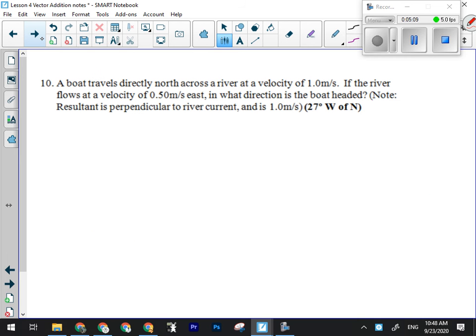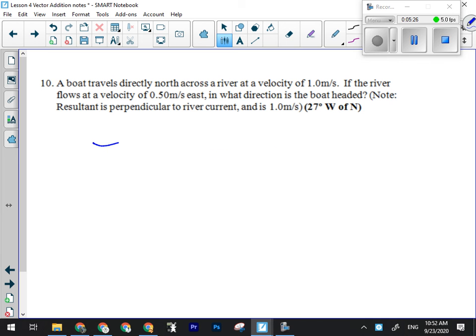Okay, so a boat is traveling directly north across a river at a velocity of 1 meter per second. The river flows 0.50 meters per second east. Again, what direction is the boat headed? Just like the last one, okay? See if you can get it this time, if you didn't get it last time.